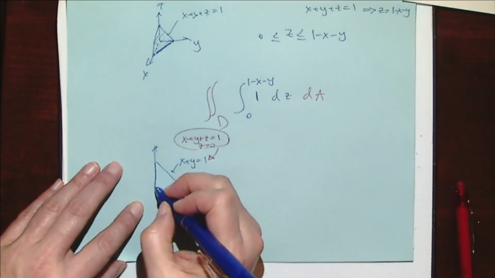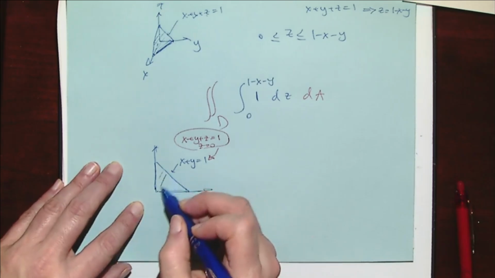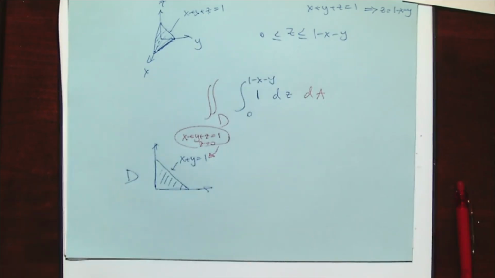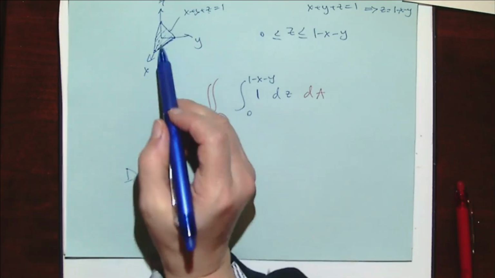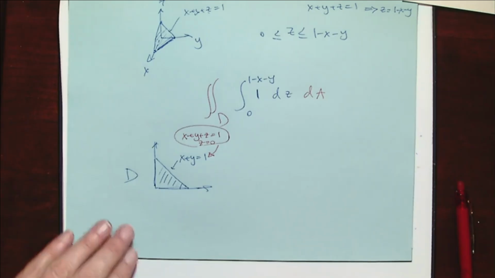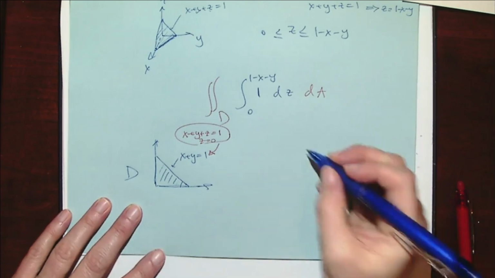And then this is just x equal to 0, that's y equal to 0. And that's my region D. So that's the projection of the shape. Can you guys also tell that the projection looks like a triangle even in the picture I drew without the GeoGebra? Can you tell? So now I have to set this up. How do I set up the outer ones?